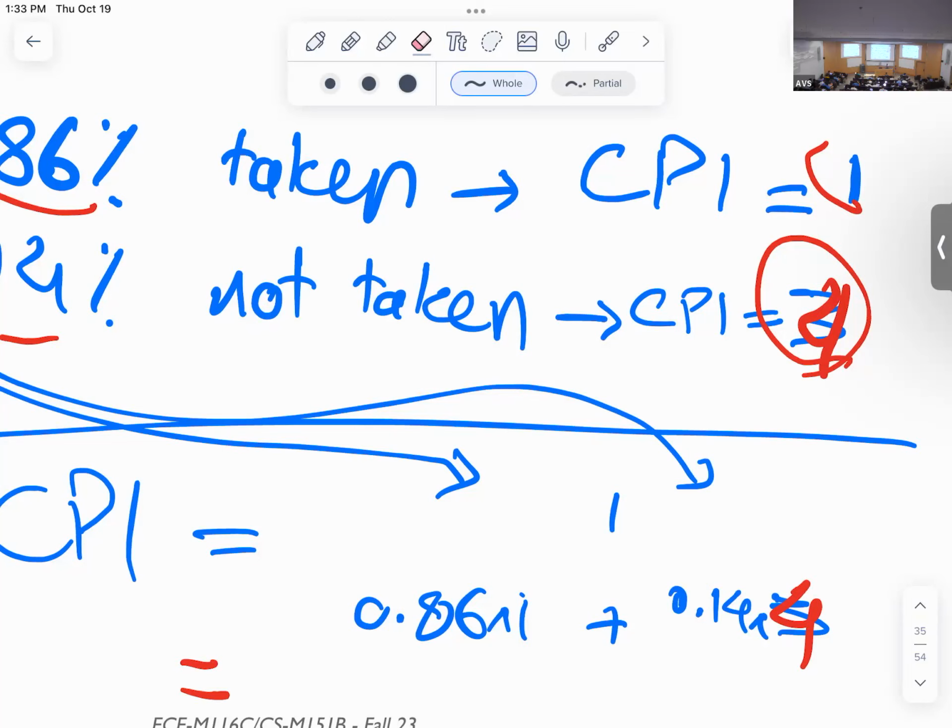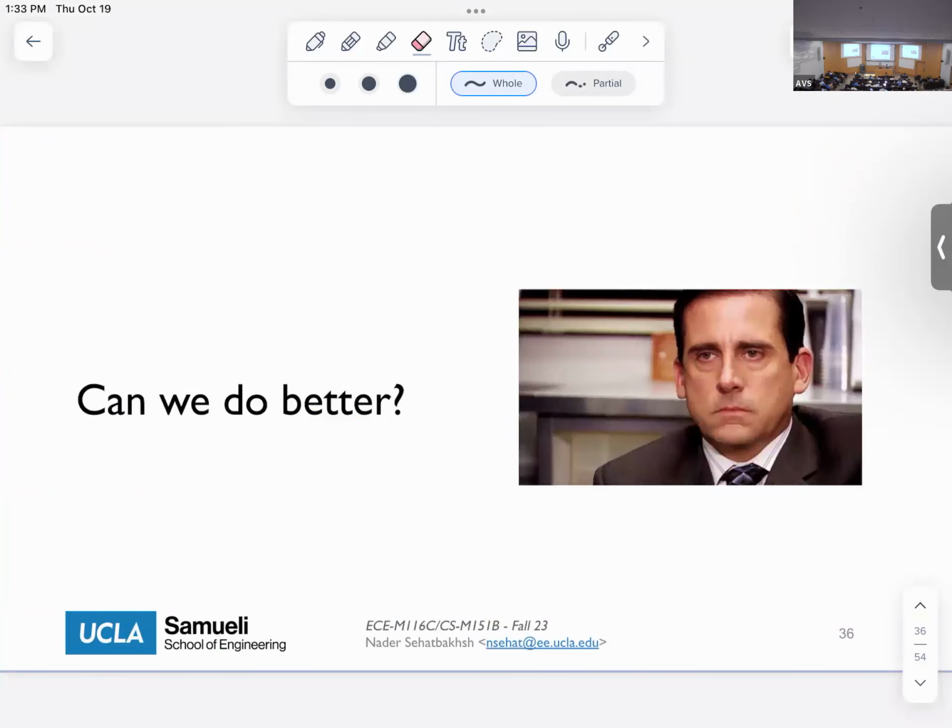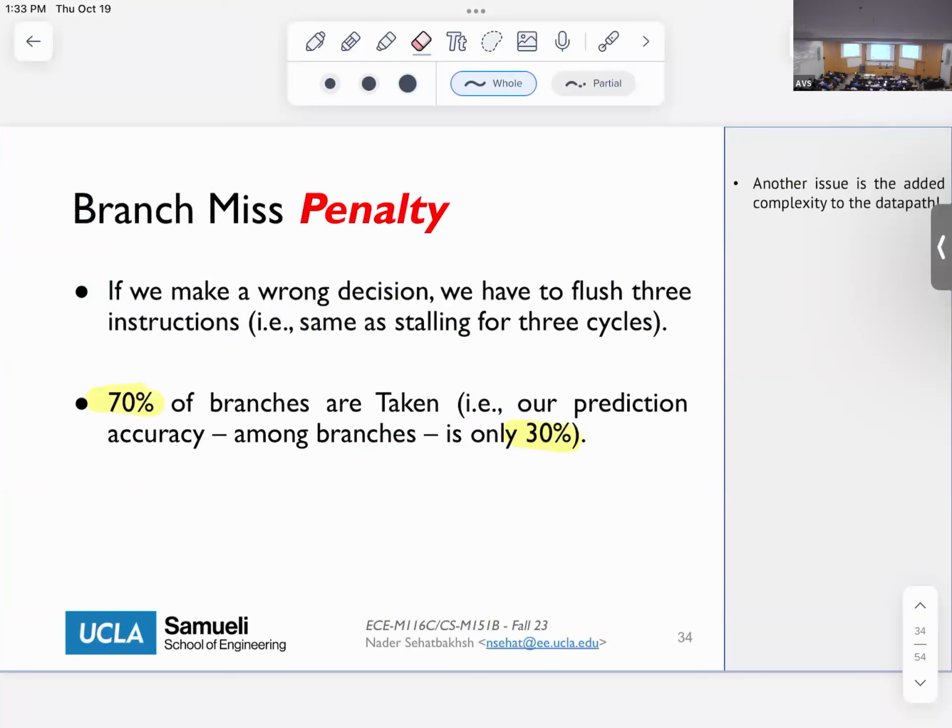Okay. So this is the miss penalty I'm going to get. So far, what we are doing is paying 0 penalty 86% of the time. We are paying a 3 cycle penalty 14% of the time. And this will result in some form of average CPI, which is much closer to 1 than 3, right? So most of the time I'm closer to 1. So it's 1 something, right?